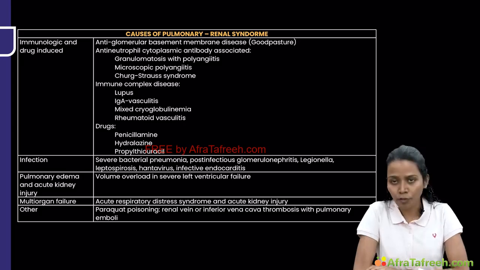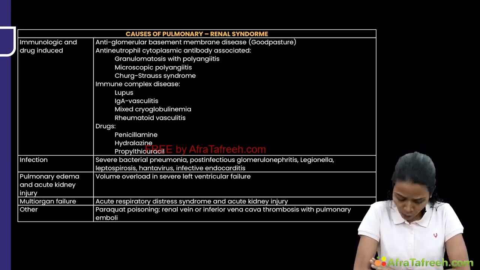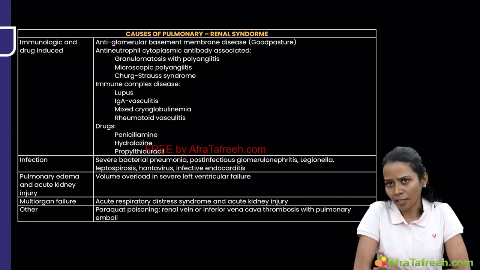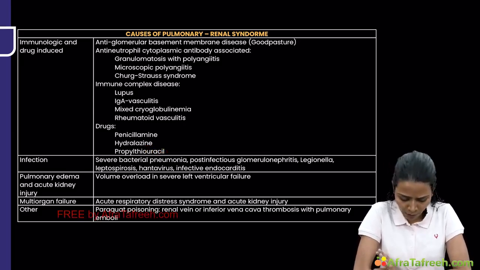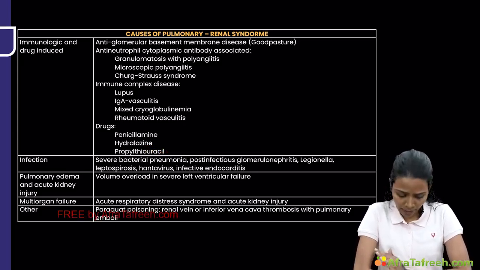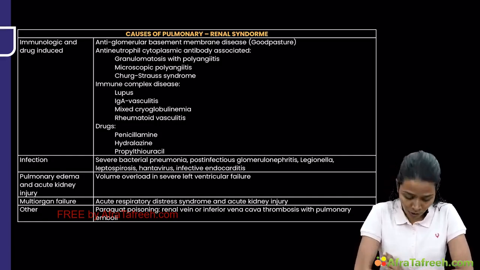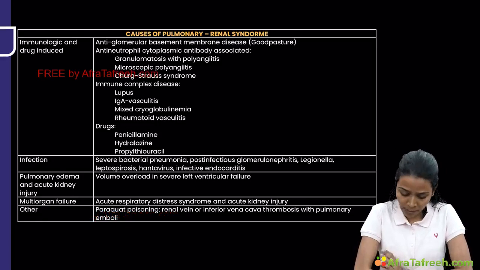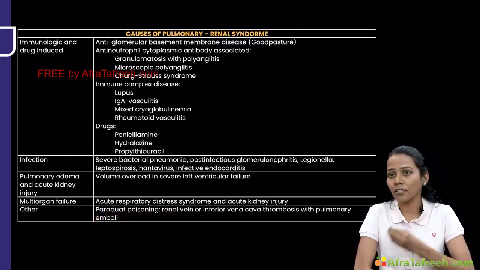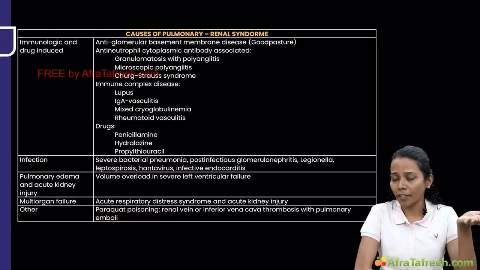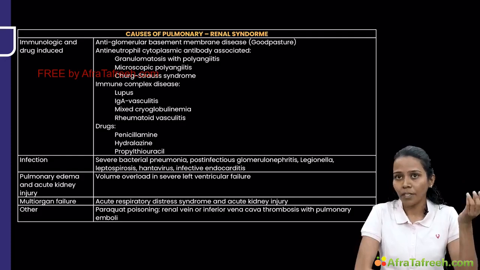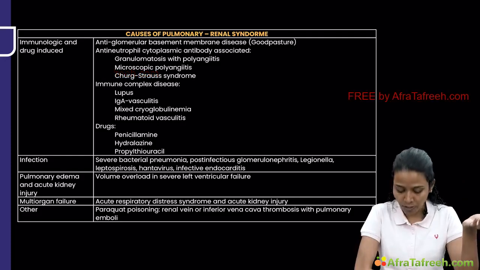Now next, coming to causes of pulmonary renal syndrome. This also I have discussed in the chapter of ANCA vasculitis. I am not going into detail of it. We know that it can have immunologic causes and drug-induced causes. Immunologic causes can be anti-GBM disease or ANCA vasculitis, that is small vessel vasculitis, which can be either GPA, EGPA, or microscopic polyangiitis.